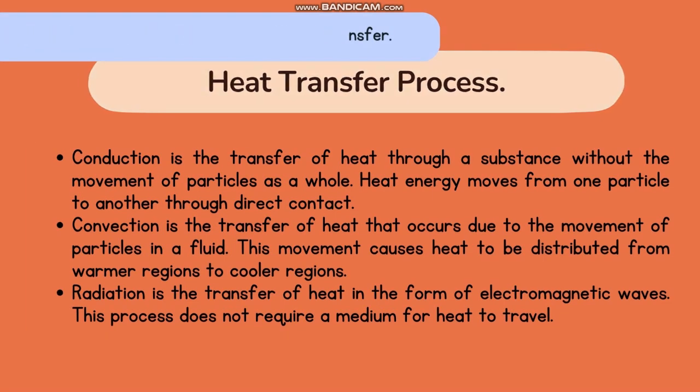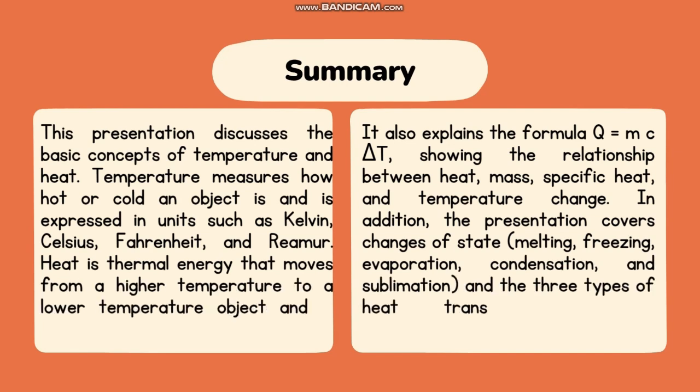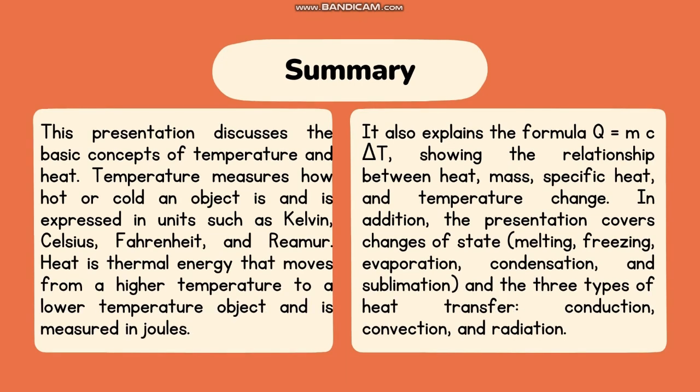So this presentation discusses the basic concepts of temperature and heat. Temperature measures how hot or cold an object is and is expressed in units such as Kelvin, Celsius, Fahrenheit, and Reamur. Heat is thermal energy that moves from a higher temperature object to a lower temperature object and is measured in joules. It also explains the formula Q equals mc delta T, showing the relationship between heat, mass, specific heat, and temperature change. In addition, the presentation covers change of state: melting, freezing, evaporation, condensation, and sublimation, and the three types of heat transfer: conduction, convection, and radiation.